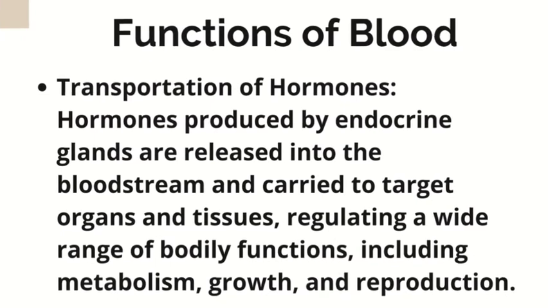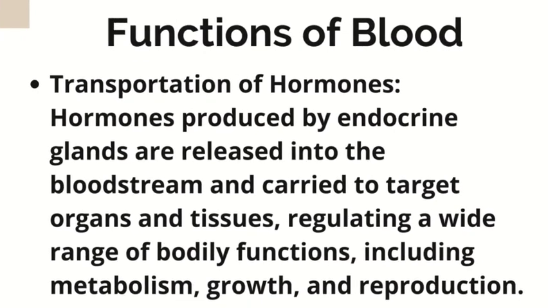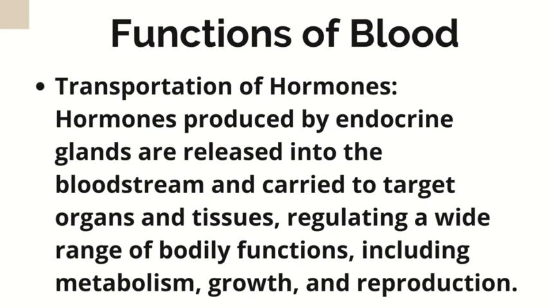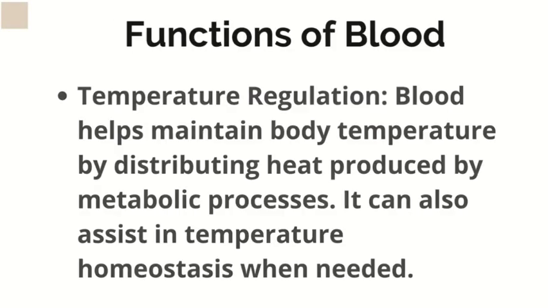The blood also transports hormones. The hormones that are produced by the endocrine glands are released into the bloodstream and carried to targeted organs and tissues, which is used to regulate a wide range of body functions.